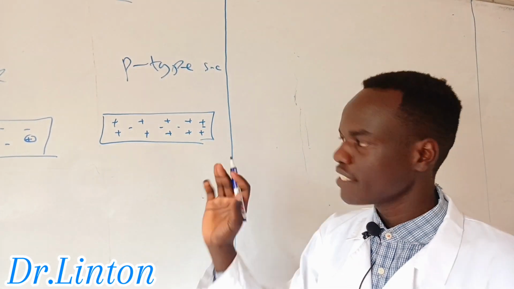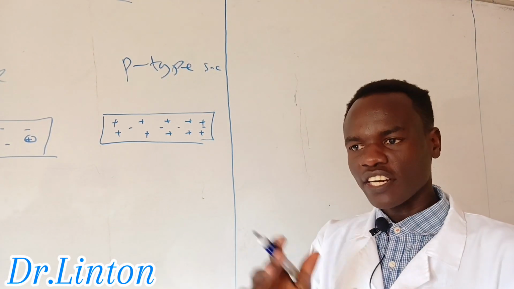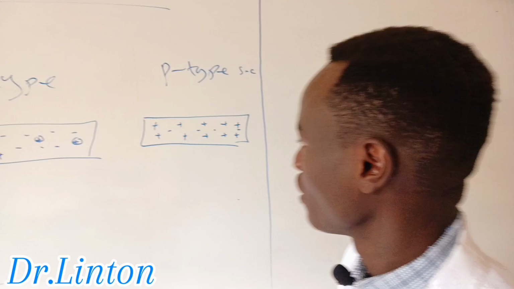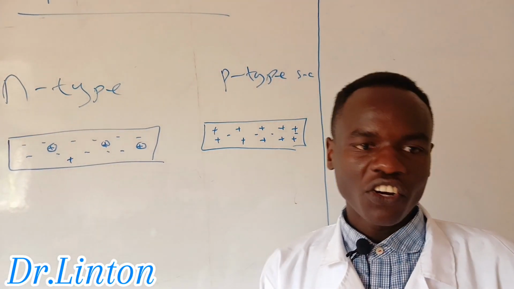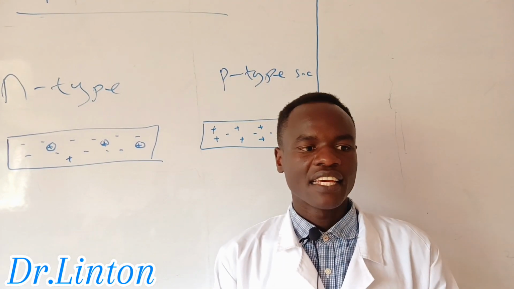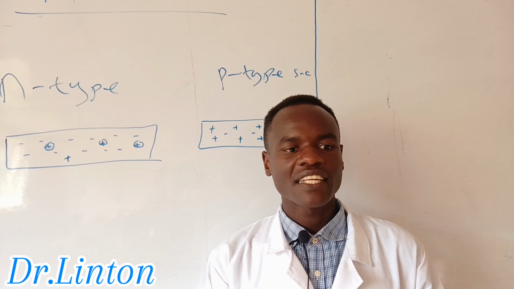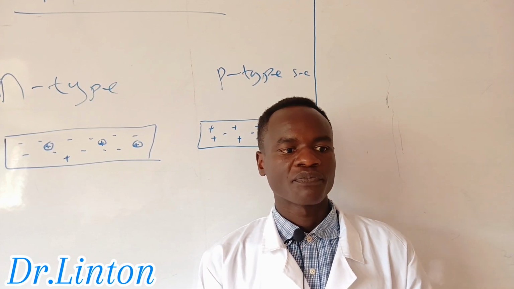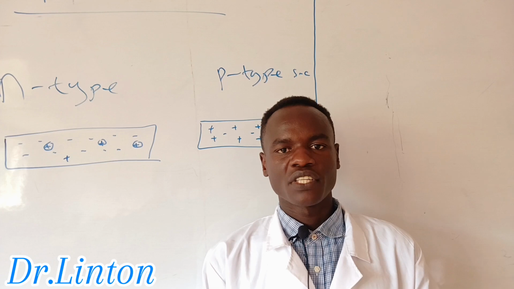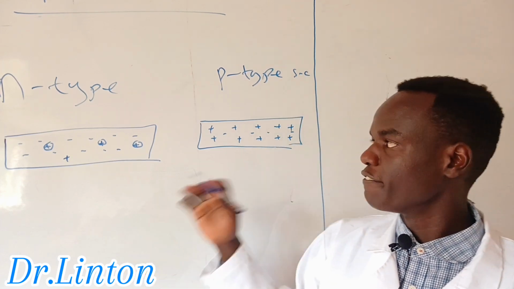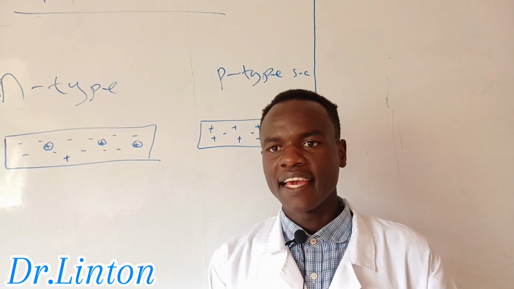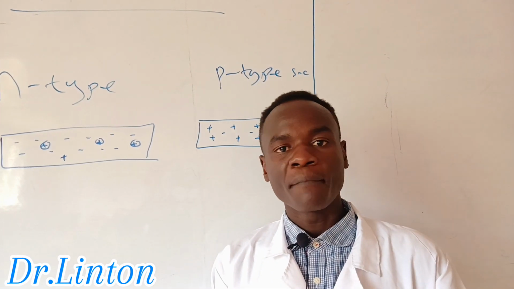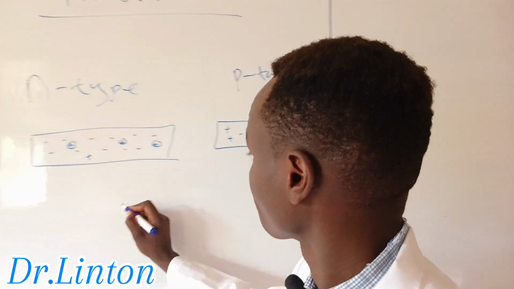If we join these two semiconductors, the contact surface is known as a PN junction. Most semiconductor devices contain one or more PN junctions, so the PN junction is of great importance. Let us see the formation of a PN junction.